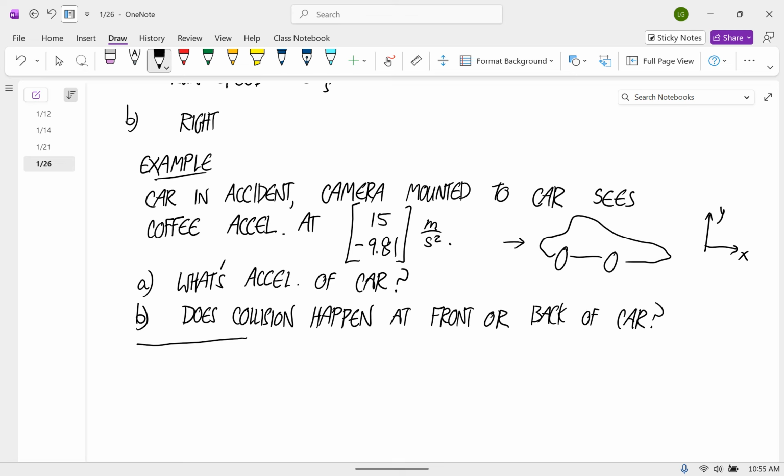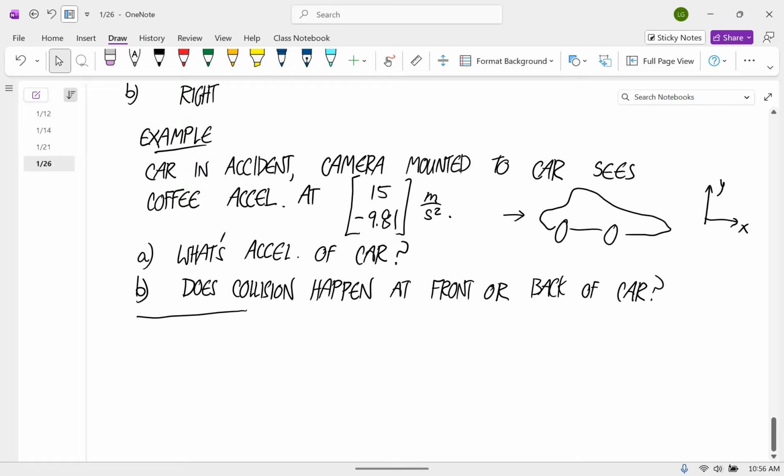Okay, so in this one, is there a ground and an object and a vehicle? Yep, so I'm going to just use that order. So I'll call it G for ground, C for coffee. Oh no, now I've painted myself into a corner here. I guess I'll use V for vehicle.